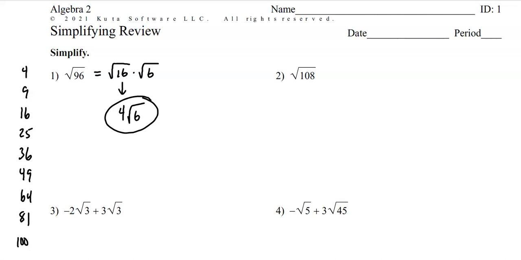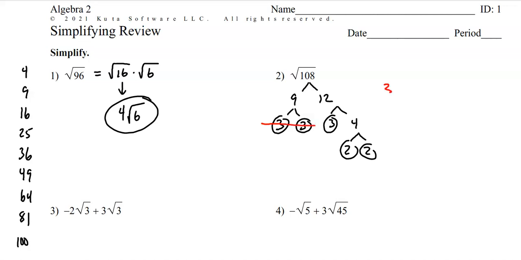So number 2, square root of 108. I actually know this one is 9 times 12. You could have done 2 and 54, but I'm going to do 9 times 12, which is 3 times 3, and 12 is 3 times 4, which is 2 times 2. So here we go. We count our pairs once. Loners get put underneath the radical. So this one is 6 radical 3.